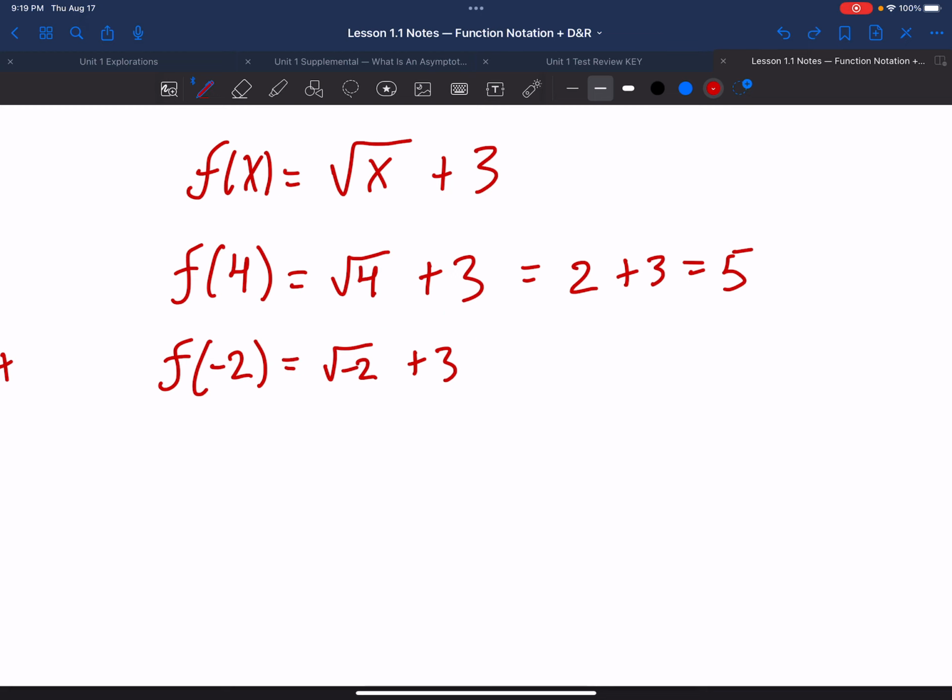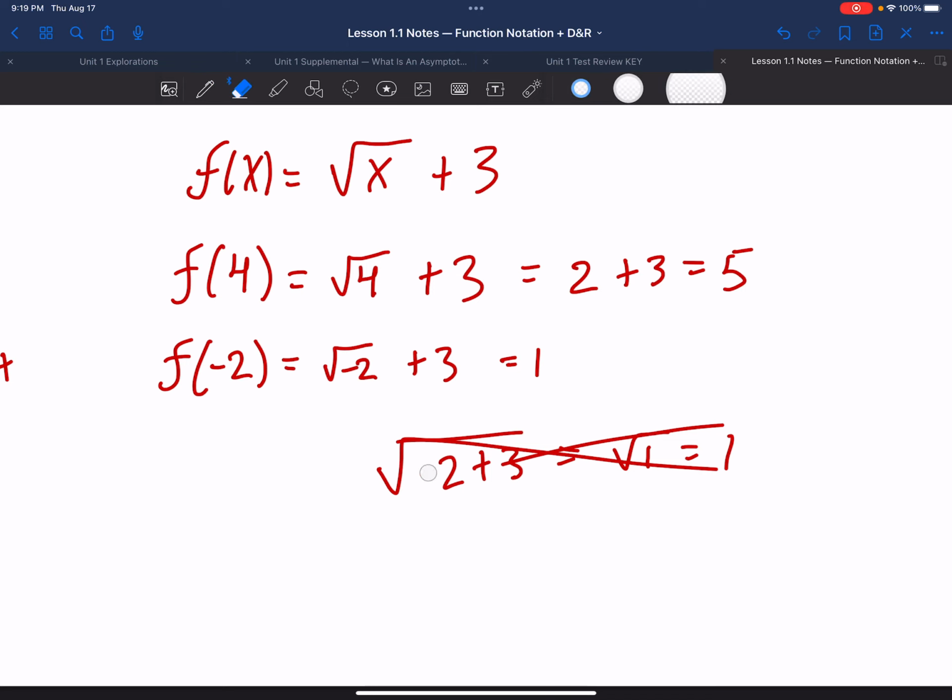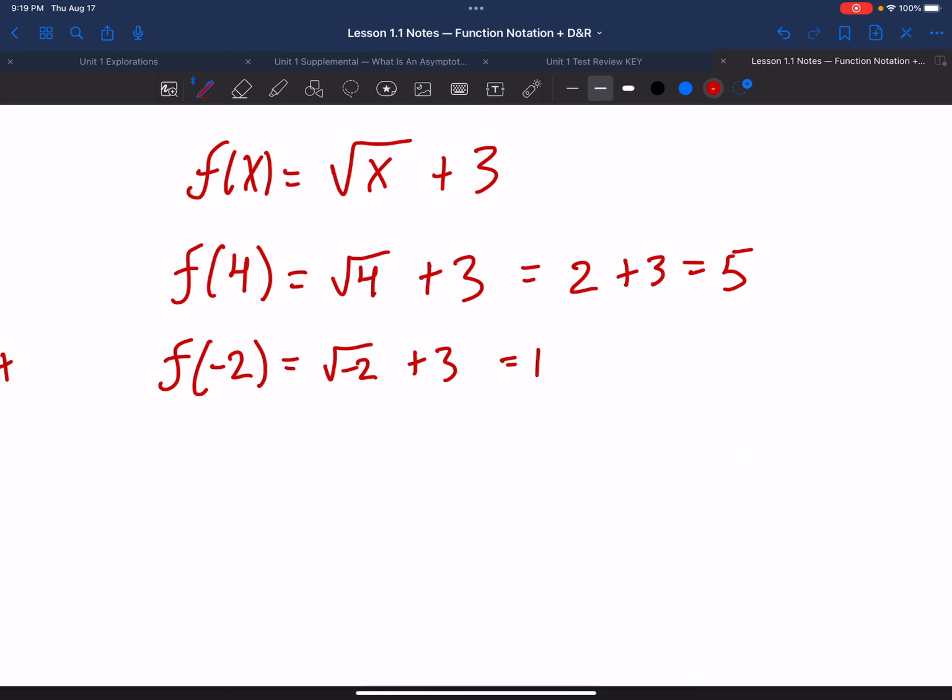Some students might be inclined to say that that's equal to 1, because you might be thinking, oh, well, it's the square root of negative 2 plus 3, so that's like the square root of 1, which is 1. That's not true. Okay, so if you were thinking that, it's okay, but that's not true. We can't add that. The 3's not under the root symbol, so that doesn't work.